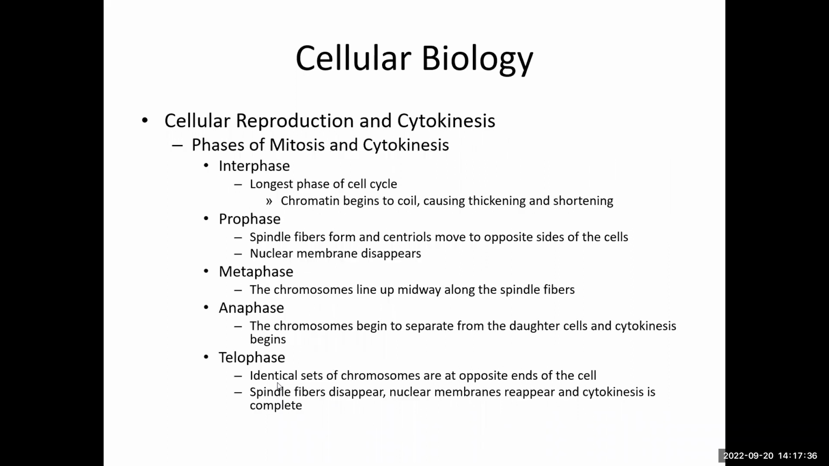Within the mitotic phase, we have 5 different phases. The first one is interphase, and this is a long phase, and these are going to be different for every cell type. In interphase, this is where we're going to have the chromatin begin to coil up. It begins to thicken and shorten. This is when our cell is in its active phase. Then the cell is getting older, and we're now going to begin to go through cell division. A lot of you learned the acronym PMAT for mitosis.